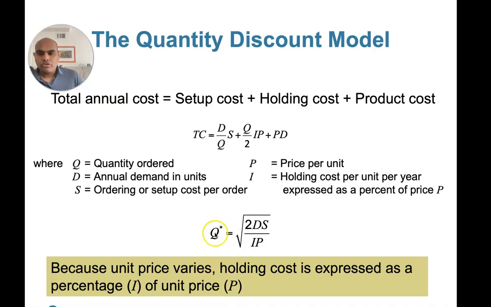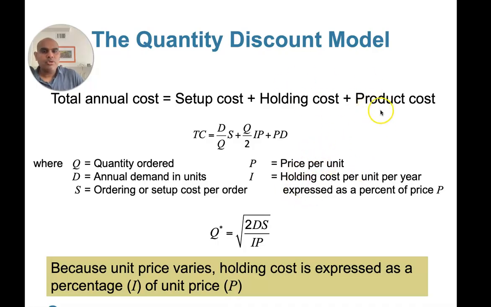So the EOQ formula remains the same, the square root of 2DS divided by capital H. Remember, capital H is the holding cost per unit per year. That is, if you held one unit in inventory for a whole year, how much would it cost you? That was the capital H holding cost, the value that you had here. Now that, instead of being a fixed number, can be expressed as a percentage.